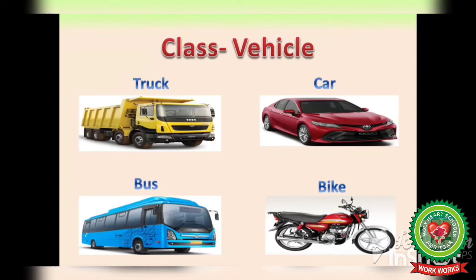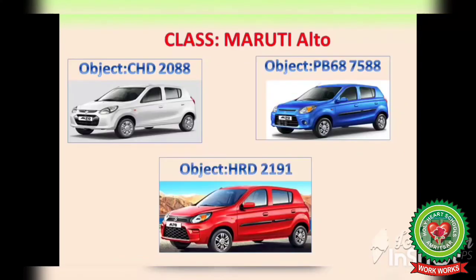All the vehicles have the same properties and common behavior. They have wheels, power, engine, and are used for transportation. Even if we compare two different cars of the same brand, they are also different objects, as they can be differentiated on the basis of their registration number.